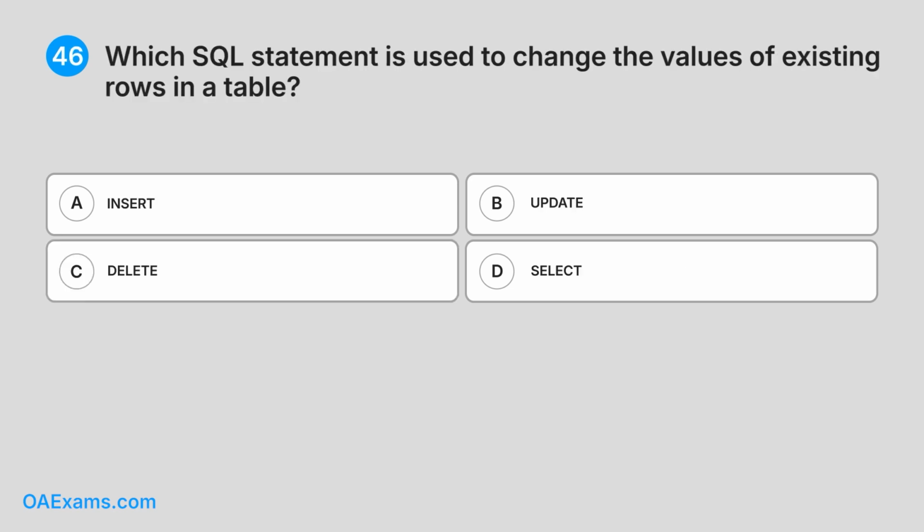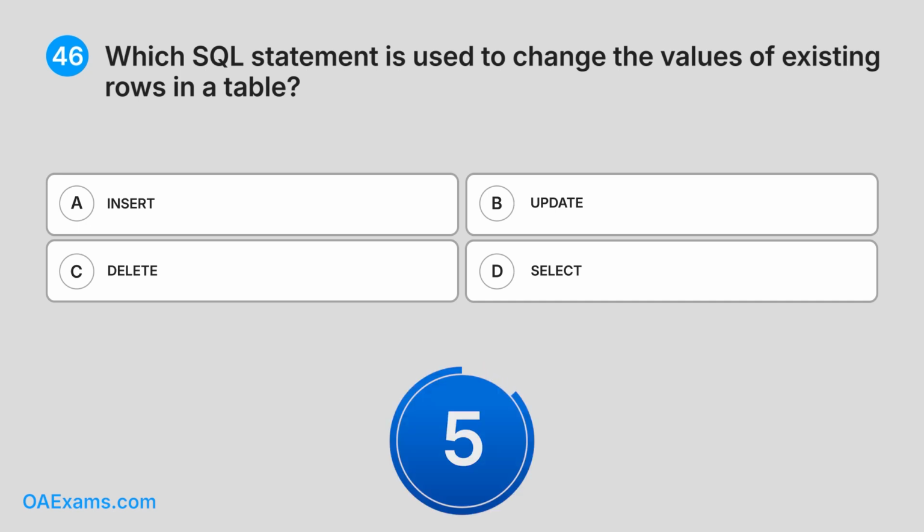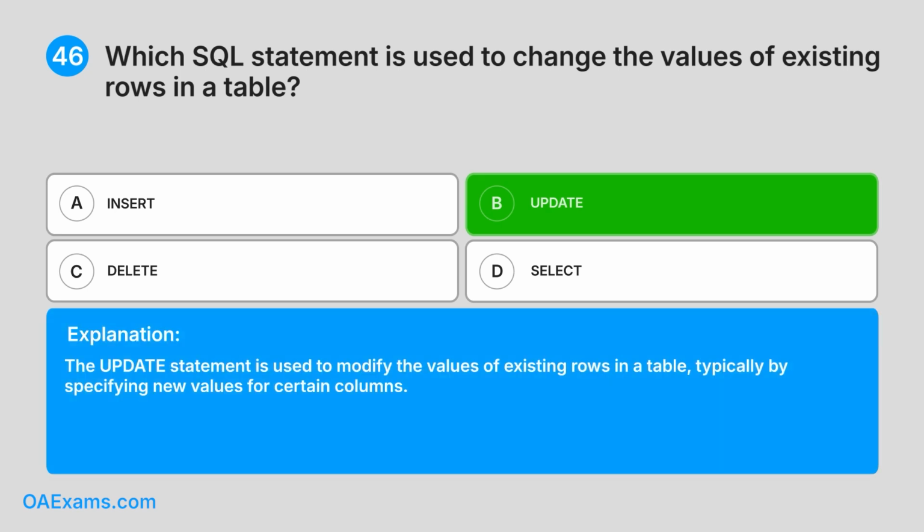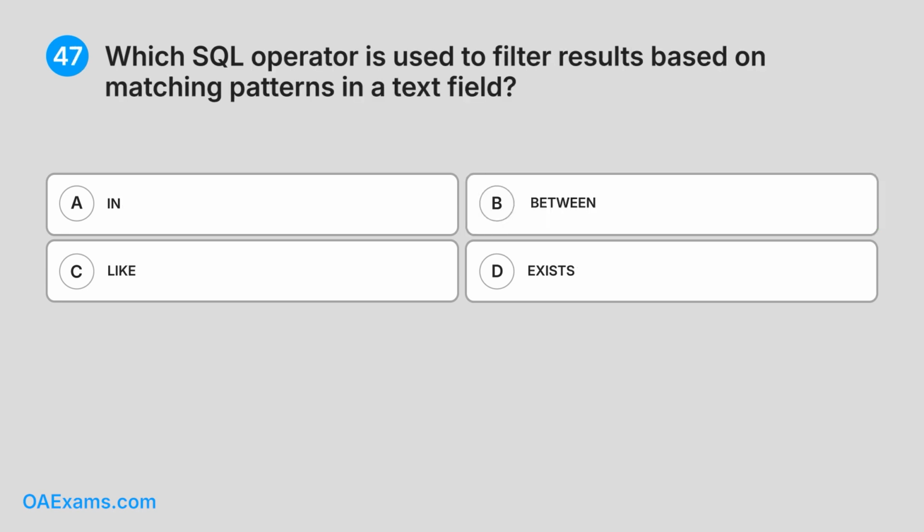46. Which SQL statement is used to change the values of existing rows in a table? A. Insert. B. Update. C. Delete. D. Select. What do you think is the answer? Correct answer. B. Update. Explanation. The update statement is used to modify the values of existing rows in a table, typically by specifying new values for certain columns.